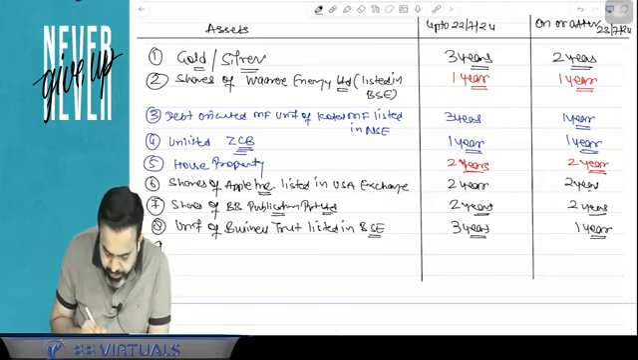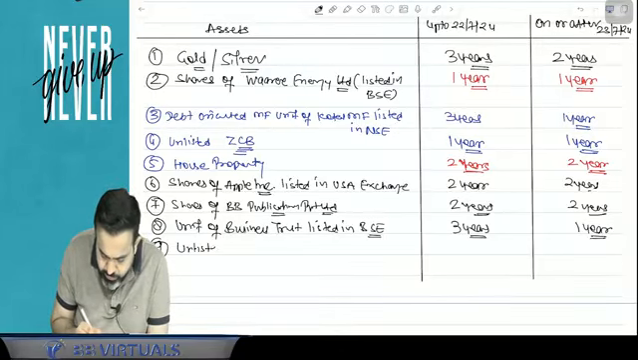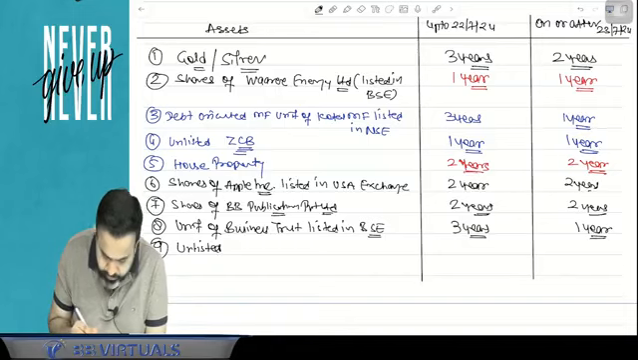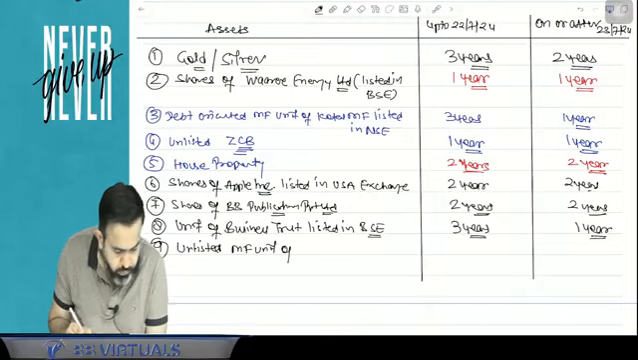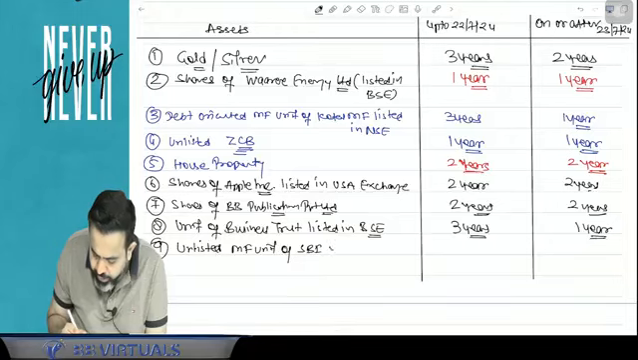Now next, point number 9, that is unlisted mutual fund unit, unlisted mutual fund unit of SBI equity oriented mutual fund.